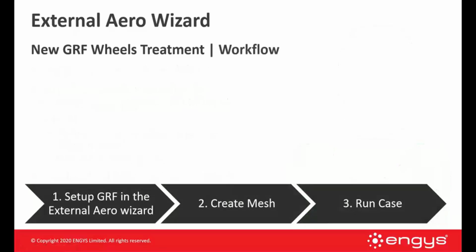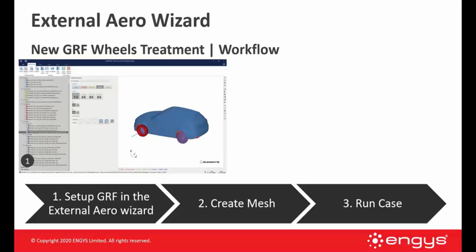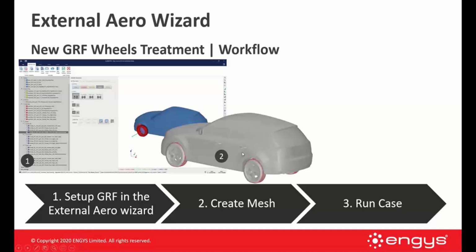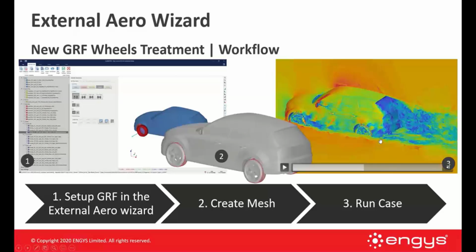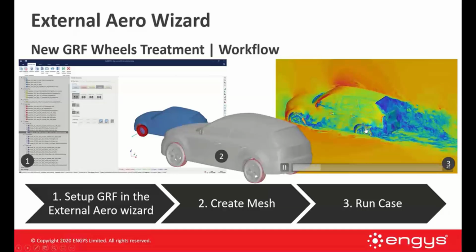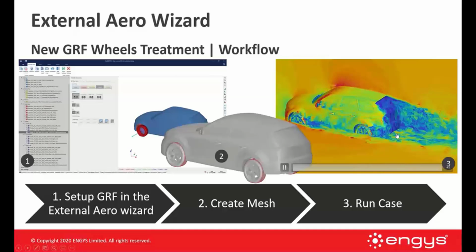So how does it work in ELEMENTS? Well, first you set up the GRF in the external aero wizards. There is a specific interface in the wheels panel to enable the GRF and to compute the axis and the center of rotation of the wheel. And this can be automated using templates, of course. Then you create the mesh, you get these cell zones created, and finally you run the case. And this is what you have for a transient solution with sliding mesh and moving rotating hub, you can see.